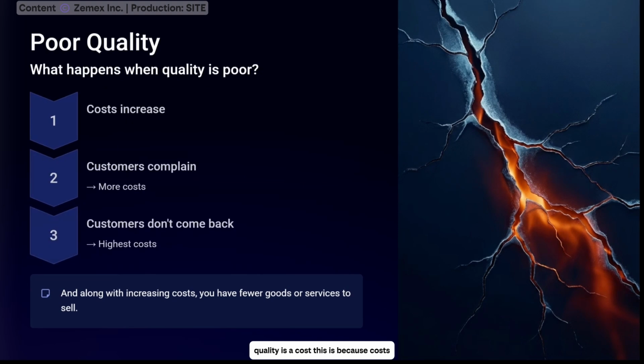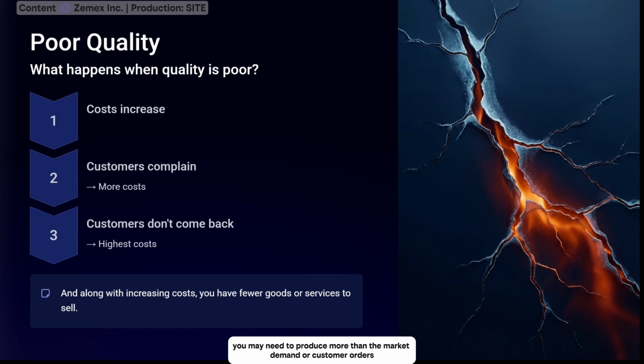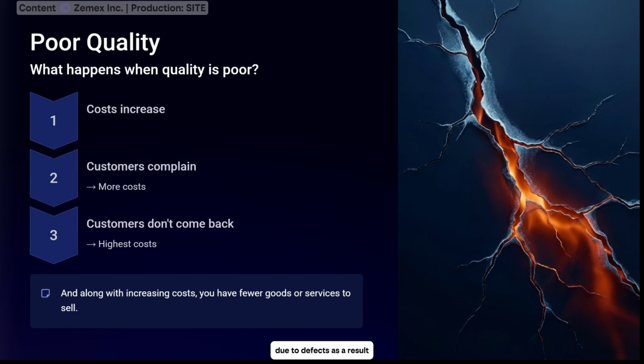This is because costs increase when you produce poor quality products or services. For example, if your quality level is not 100%, meaning not perfect, you may need to produce more than the market demand or customer orders. This is because you expect that some of your output will be lost due to defects. As a result, you produce extra units to compensate for losses caused by less than perfect quality.